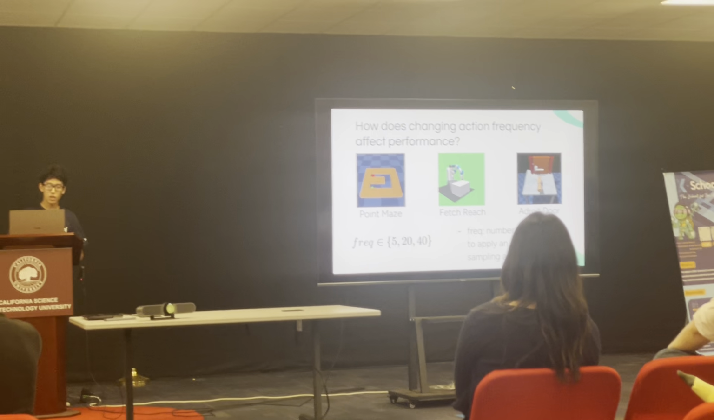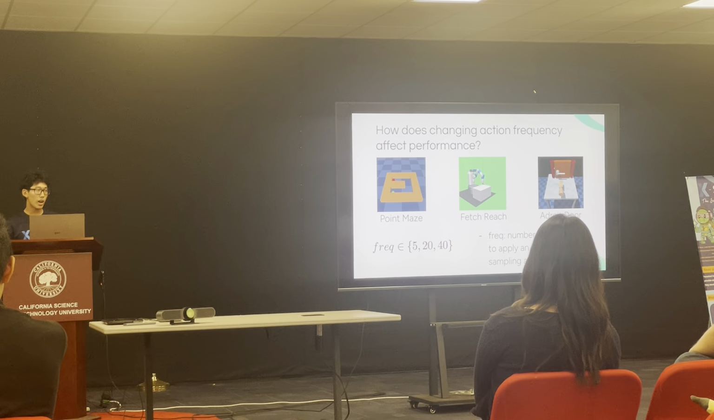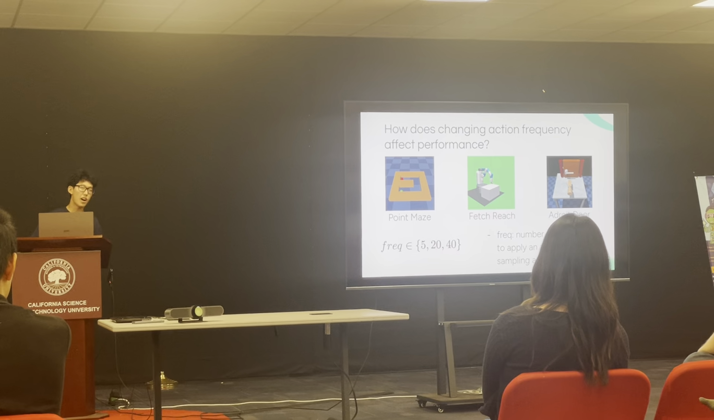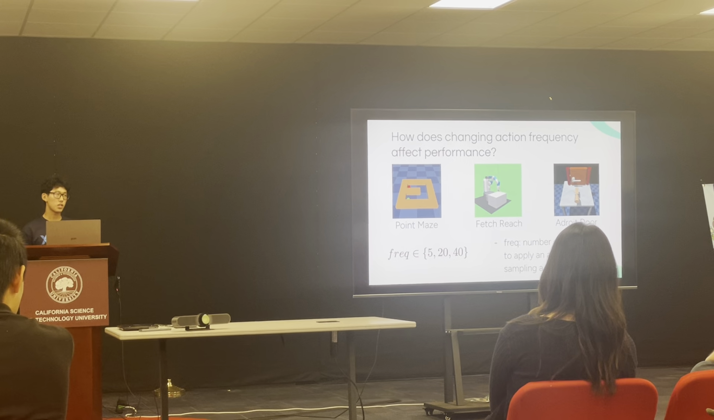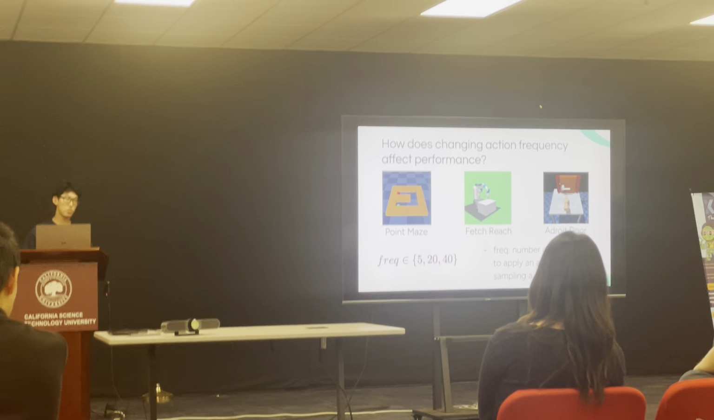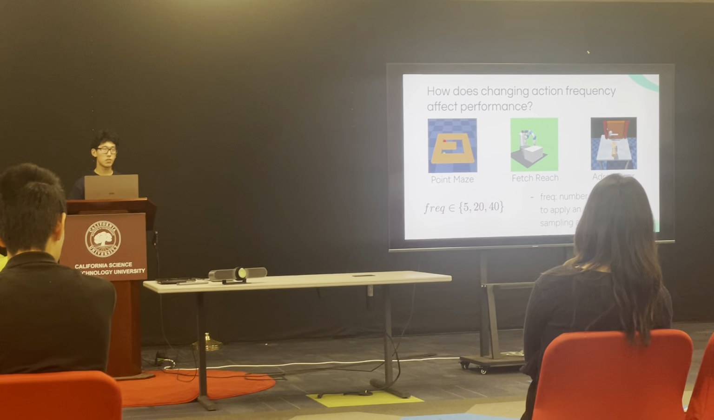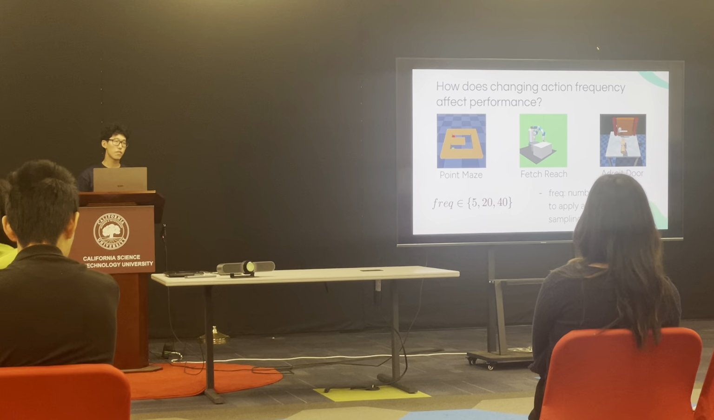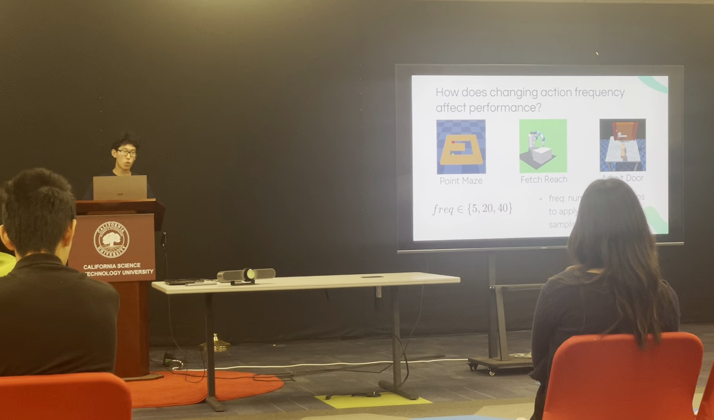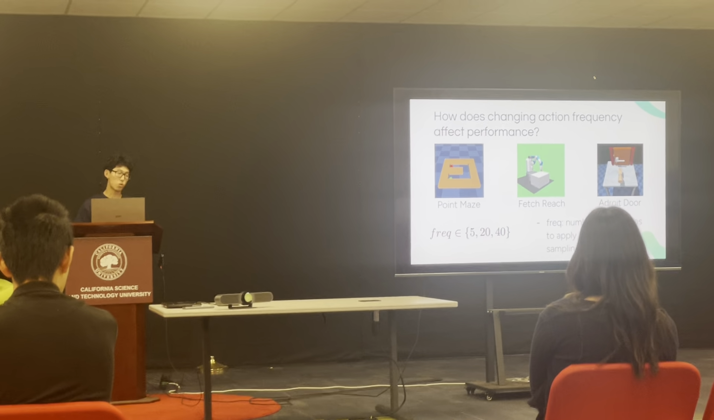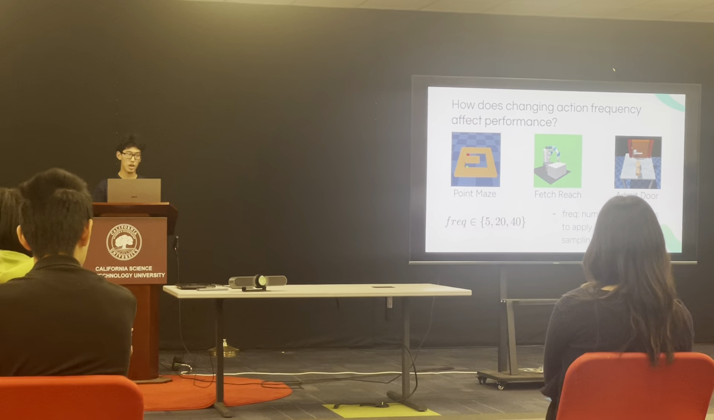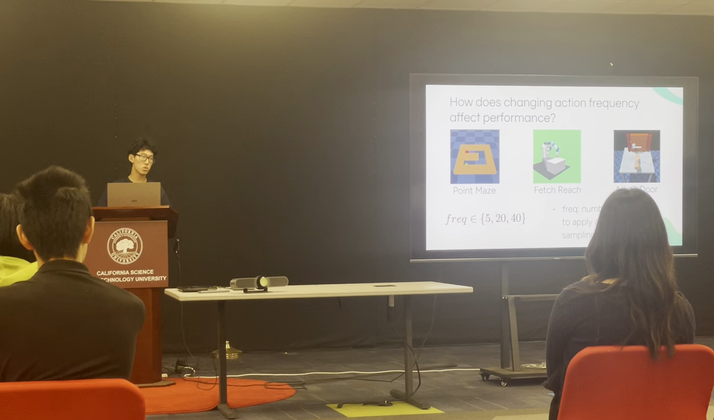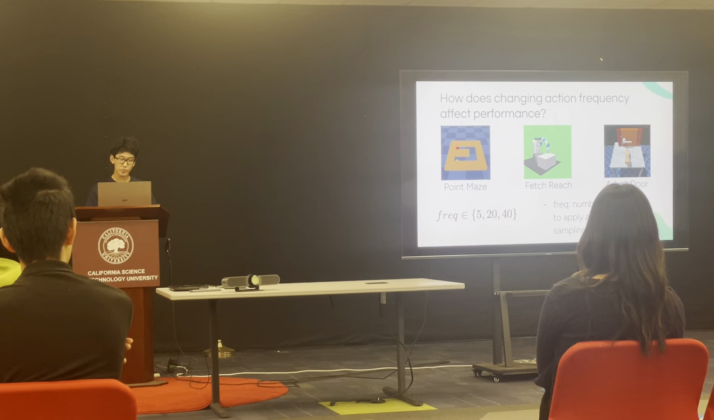So in this context, frequency does not actually mean, let's say frequency of 5, we take 5 actions for every time step. Frequency in this case means that we sample a new action every 5 time steps. So under this definition, a higher frequency would have lower precision because, let's say 40, you're sampling a new action every 40 time steps compared to every 5 time steps. And throughout the presentation, we will be using this definition of frequency.